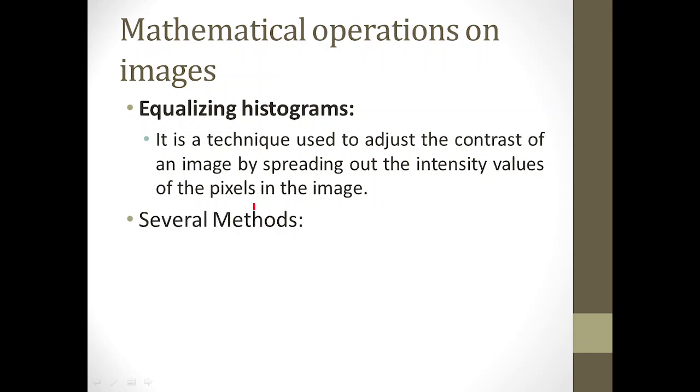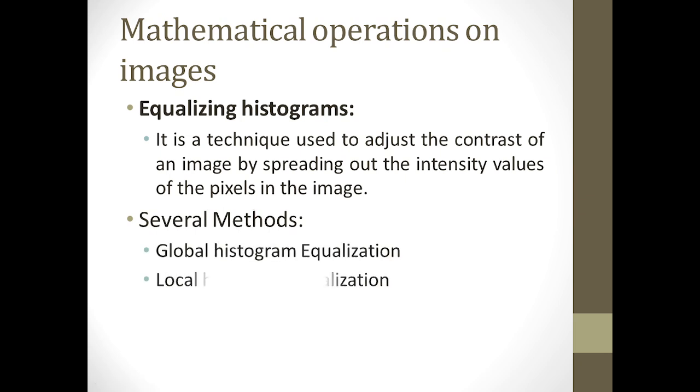There are several methods for performing histogram equalization. The first one is global histogram equalization. The second one is local histogram equalization. Global histogram equalization adjusts the contrast of the entire image, while local histogram equalization adjusts the contrast in small localized areas of the image. Here we will be using the cv2.equalizeHist function in OpenCV to equalize the histogram of an image.